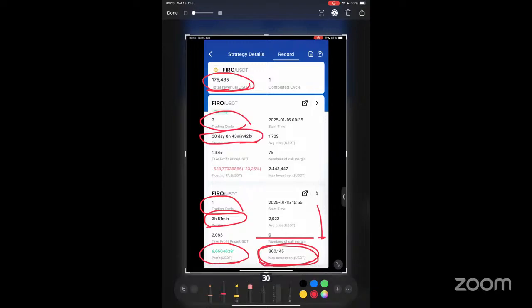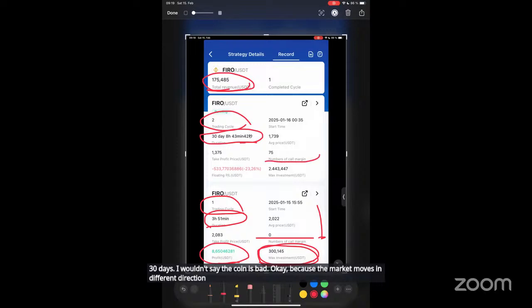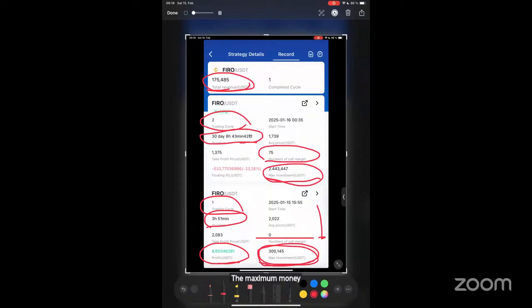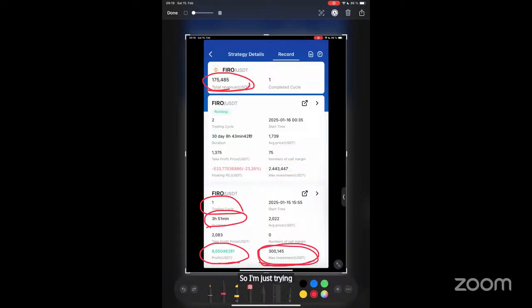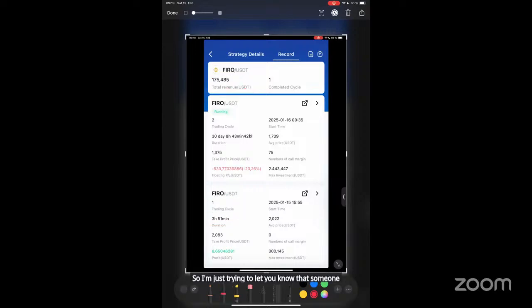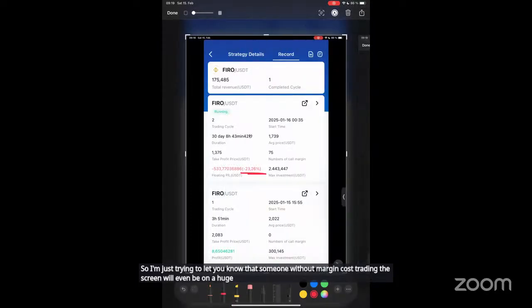I wouldn't say the coin is bad, okay, because the market moves in different directions. Now let's see, 75 margin calls. The maximum money invested so far has been 2443. Even though currently it's not 2443 that is in it, okay? But that's the maximum. Now look at the total revenue, 175. So I'm just trying to let you know that someone without margin calls trading this coin will even be in a huge negative compared to me.